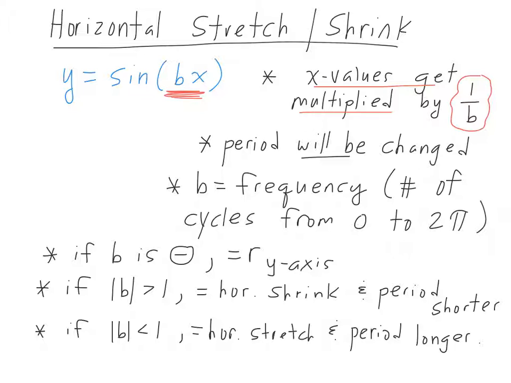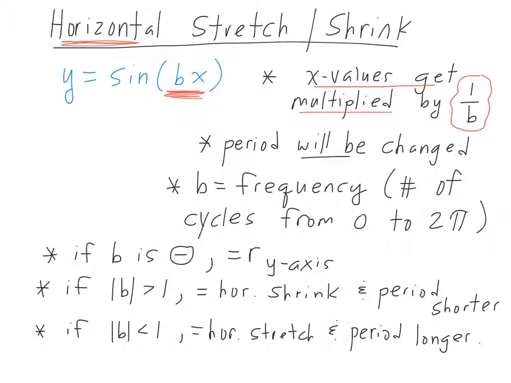We saw with a translation that if we saw the sine of x minus c, it was really shifted to the right c units. So the idea of being an opposite. So here, the x values get multiplied by 1/b, or you could also say they're just being divided by b, and the y values would not be affected. So only x gets affected. We're talking about a horizontal stretch or shrink, so horizontal refers to x.